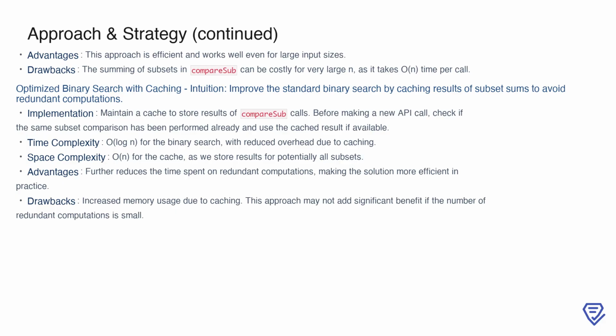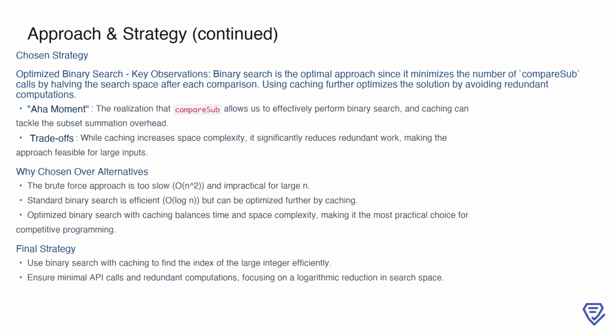To address this, we introduce an optimized version of binary search with caching. The optimized binary search approach builds on the standard binary search by adding caching to reduce redundant computations. The key insight here is to store the results of CompareSub calls in a cache. Before making a new API call, we check if the same subset comparison has already been performed. If so, we use the cached result instead of recomputing it.